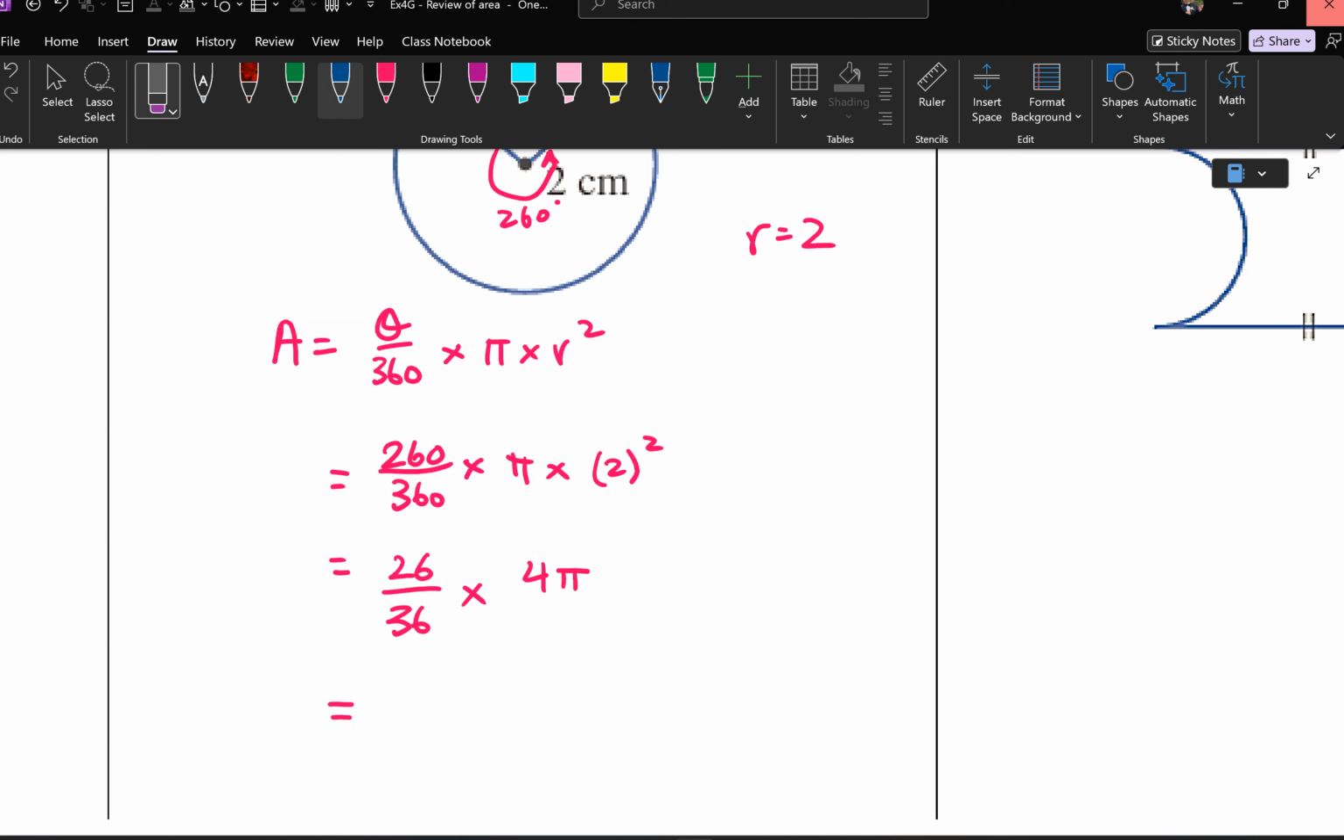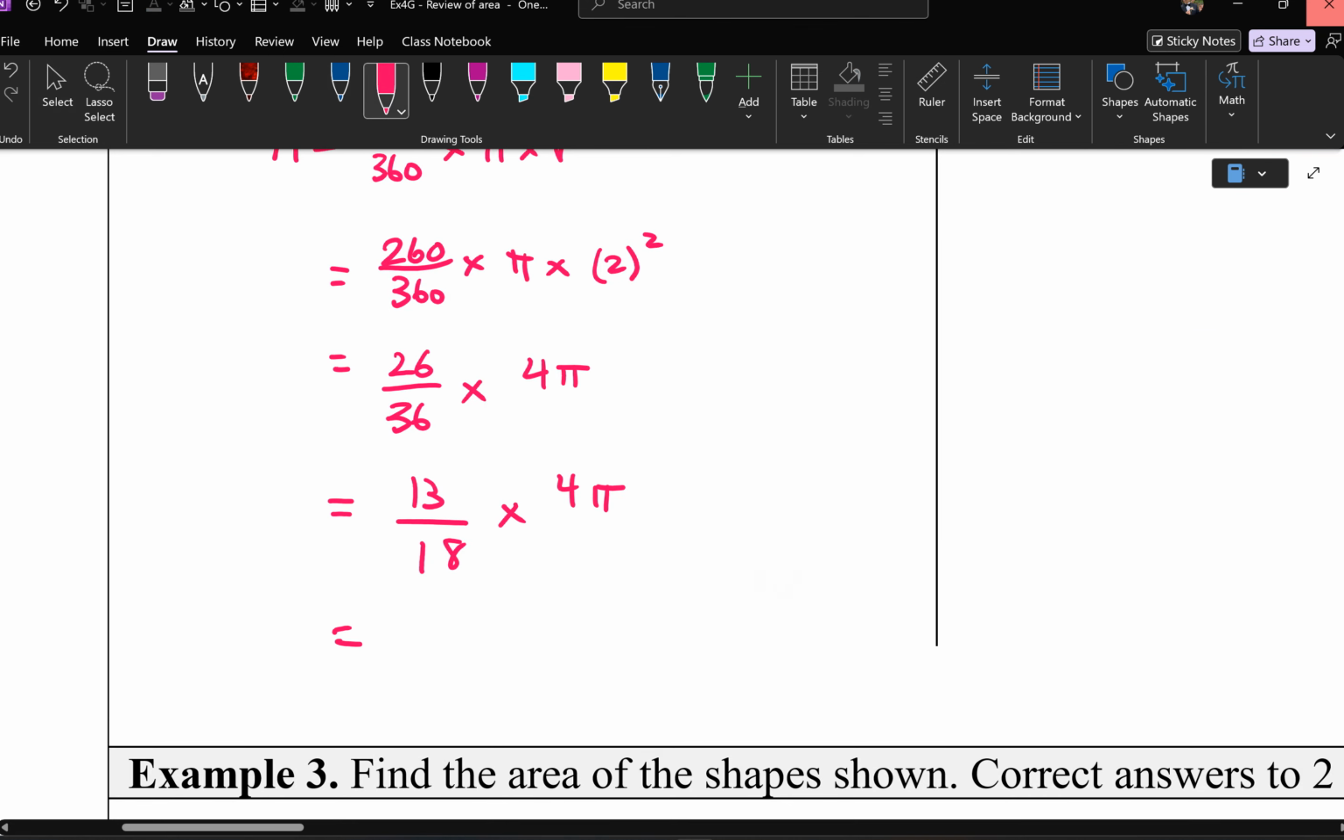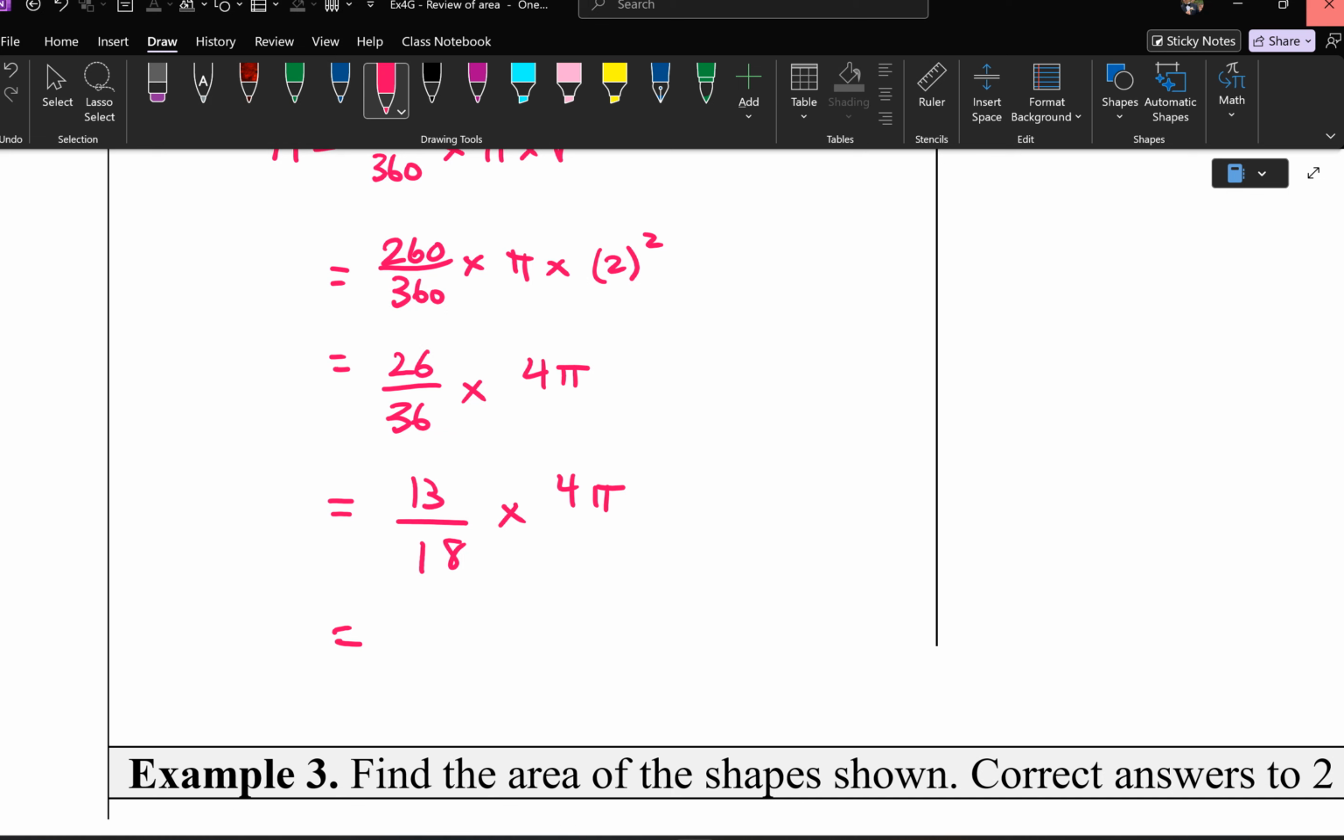Okay, so one of the easier ways is, yes, you can simplify 26 on 36 by halving it. If you divide both top and bottom by 2, you now get 13 over, what's 36 divided by 2? Is that 18? Yes, it is 18. 18 times 4 pi, but we can still reduce this down. What 2 numbers can I reduce? Think about it, when you're multiplying, I can write it as a fraction. There's 2 more numbers that I can see. There's a common factor. 4 and 18.